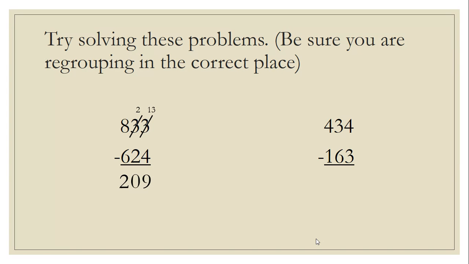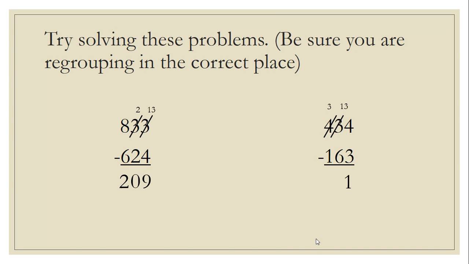When looking at this problem, we always start in the ones place, and we see that 4 is larger than 3, so 4 will not need to regroup. We move to the next column. 3 is smaller than 6, so 3 will need to regroup. That 3 will go to his neighbor, the other 4 in the hundreds place. And we would change those numbers to reflect 3 in the hundreds place, and now 13 in the tens place. We are ready to solve.